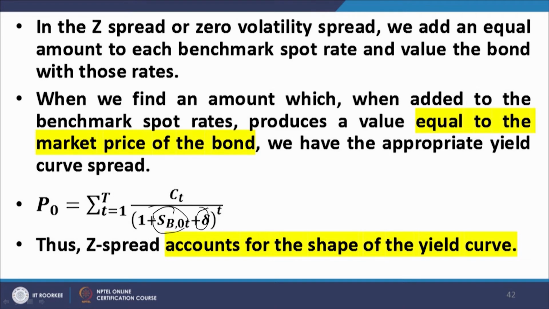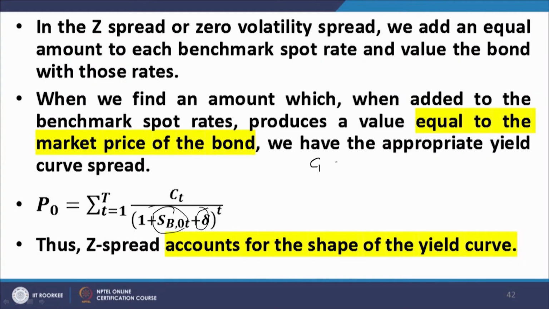Delta is an unknown quantity, please note this point. Delta is something which we will work out as part of this equation, and we will say that this delta is what we call the Z spread. Let me repeat, we have the entire spectrum of benchmark spot rates, for example the T bond rates or the risk free rates. We add to each of them a quantity delta, and we discount all the future cash flows arising from the bond at the respective spot rates plus this delta.